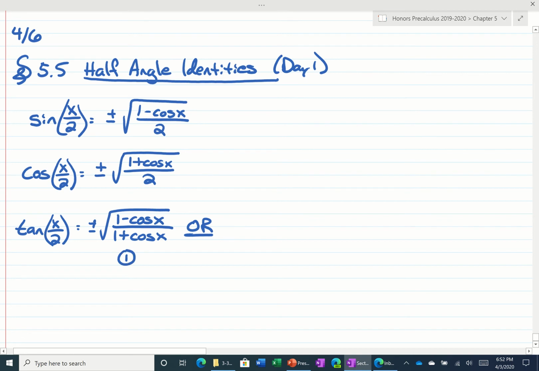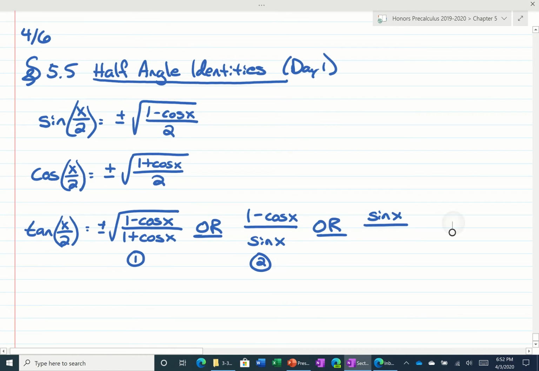Formula 1 is right here. Formula 2 would be 1 minus the cosine of x divided by the sine of x. And then the third formula, and these come from using a Pythagorean identity, would be sine of x divided by 1 plus the cosine of x.